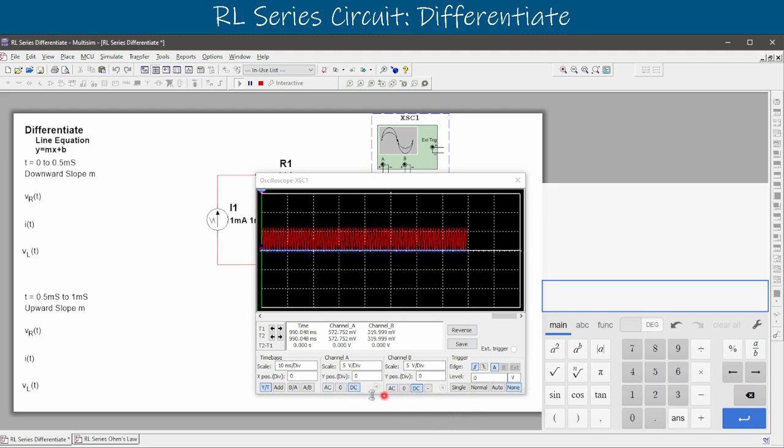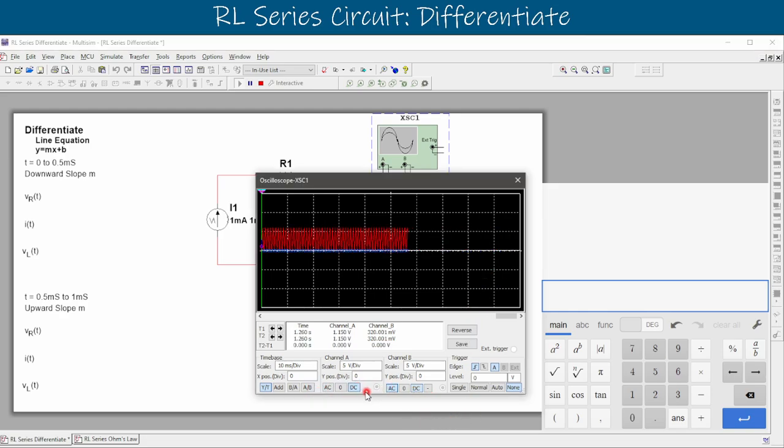That's because of these DCs down here. So we want to switch it to AC on both, and that's going to allow them to overlap on top of each other. Then we can zoom in on it by lowering our time base. We want to get a pretty nice signal here, so we can stop it now and line this up a little bit nicer.